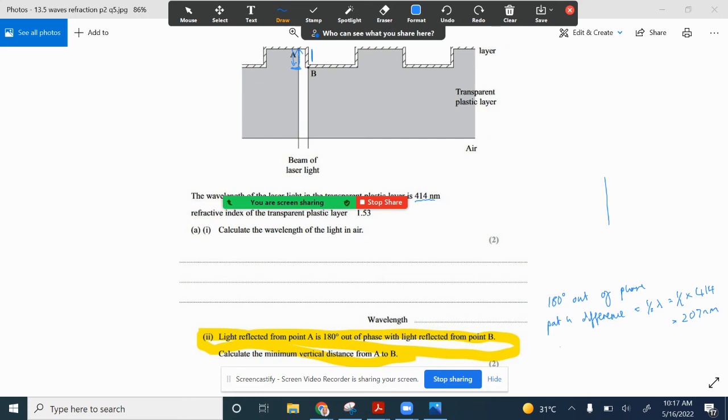So what we need to do to find the depth is half that. So it would be 207 nanometers divided by 2, which is equal to 103.5 nanometers as the depth.